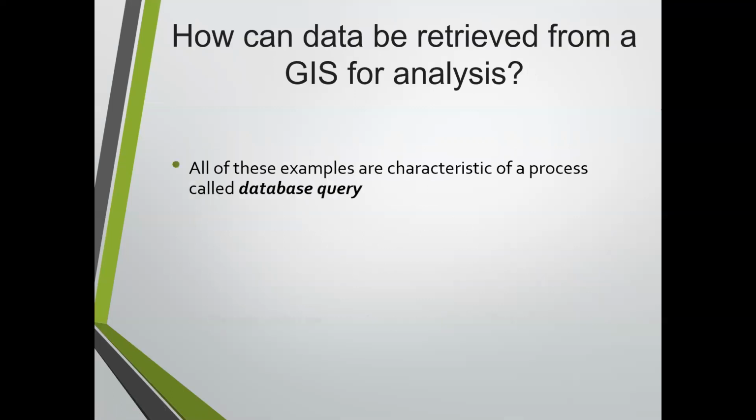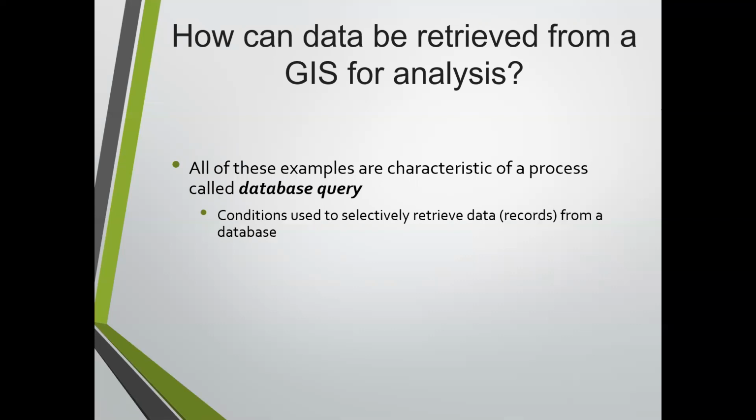All right, so those examples we were just talking about are what we call a database query. What you're actually doing is querying the attribute tables, essentially, not so much the spatial data, but you will get a spatial answer. So it's kind of cool the way it works. And you're going to see some simple database query types of things this week in the lab. So let's take a look at that.